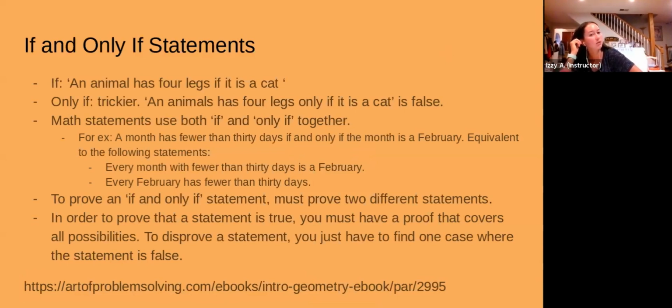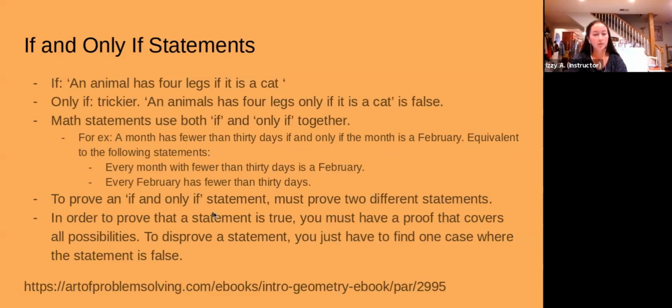An if statement is, for example, an animal has 4 legs if it is a cat. However, an only if statement is a bit trickier. An animal has 4 legs only if it is a cat is false. Math statements use both if and only if together. For example, a month has fewer than 30 days if and only if the month is February. Equivalent to this would be the following statements: every month with fewer than 30 days is February, and every February has fewer than 30 days.